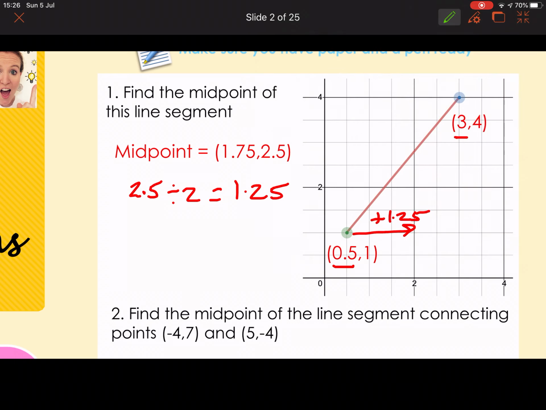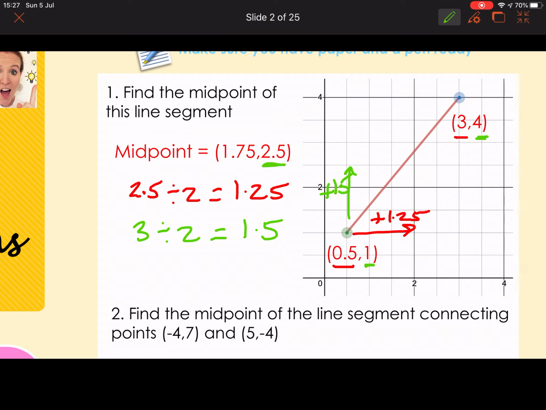You could also do that with your y value. So to get from 1 to 4, we need to go up 3. We don't want to go the whole way, we want to go halfway. So 3 divided by 2 gives us 1.5. So we need to go up from our first point 1.5. So 0.5 plus 1.5. Oh, where have I gone wrong there? Not 0.5, sorry, 1. I'm looking at my wrong coordinate there. 1 plus 1.5 does get us 2.5, which is what we had up here.